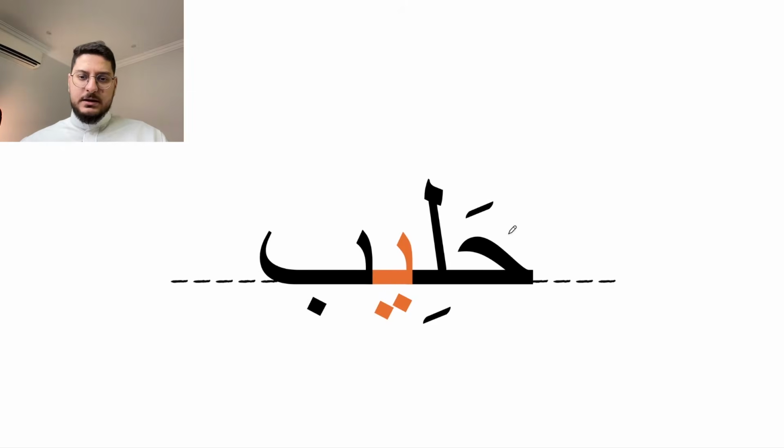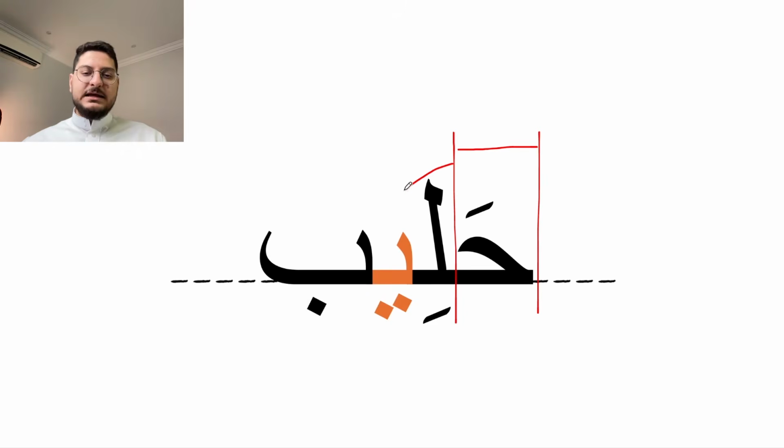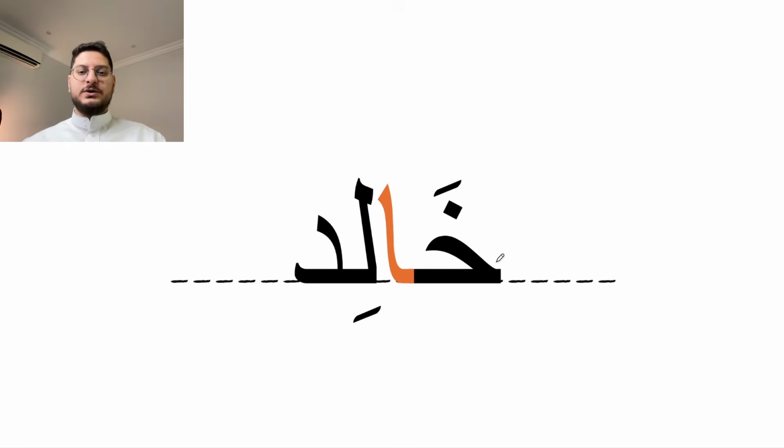Next one. I see a fatha in here, so that's the beginning of a syllable. I see a kasra in here, that's the beginning of another syllable. The first syllable is simply ha, running out of breath, and then we have lib, halib, and halib means milk, halib.